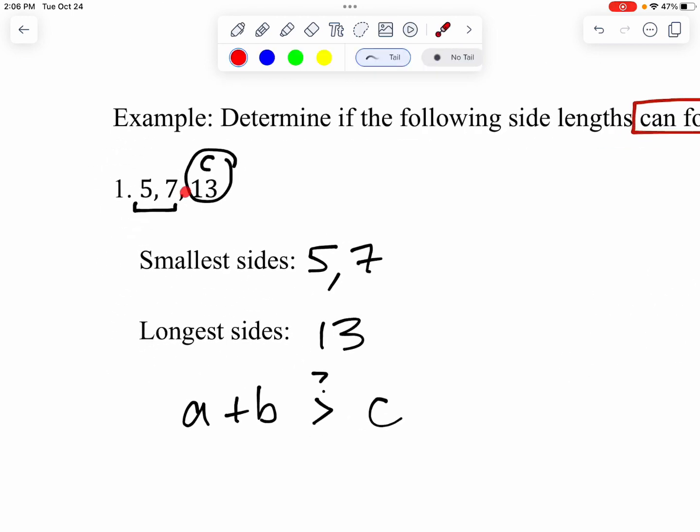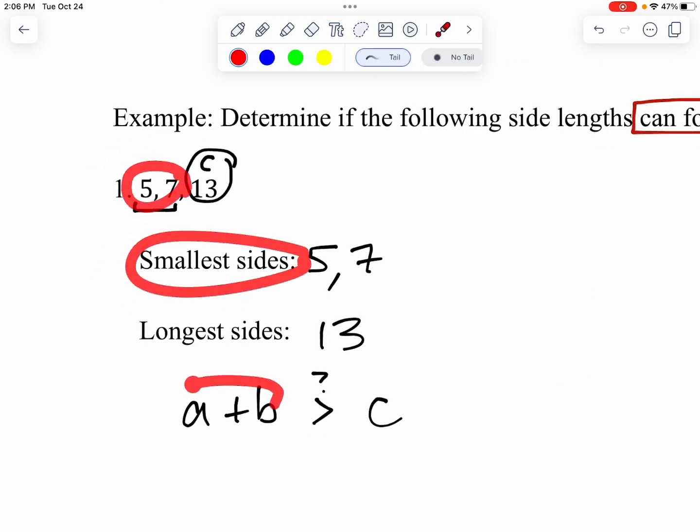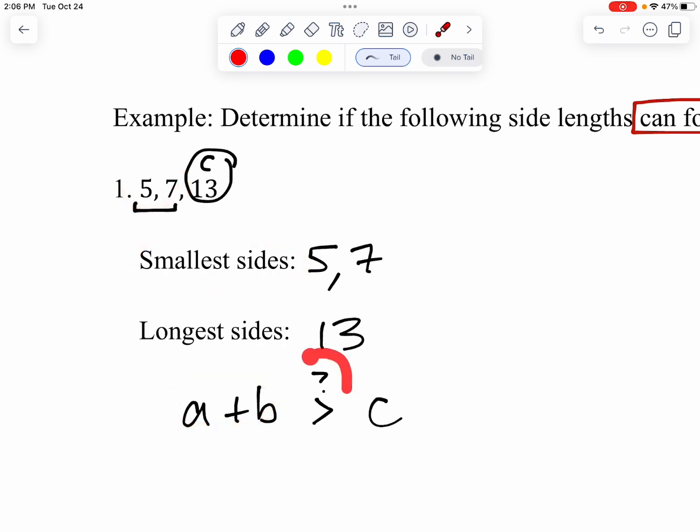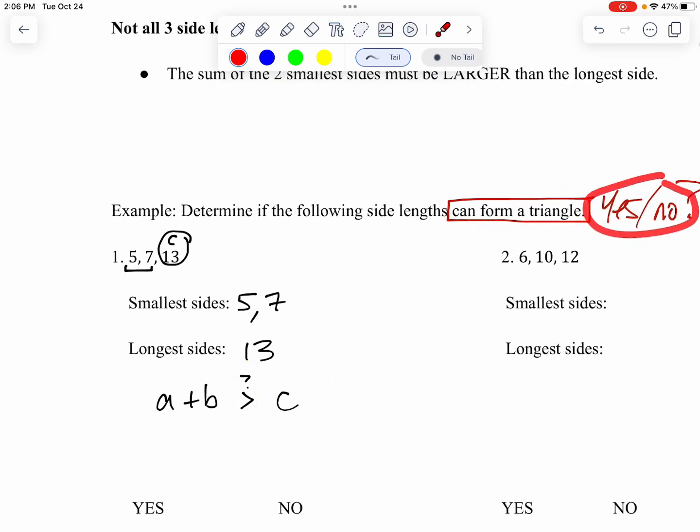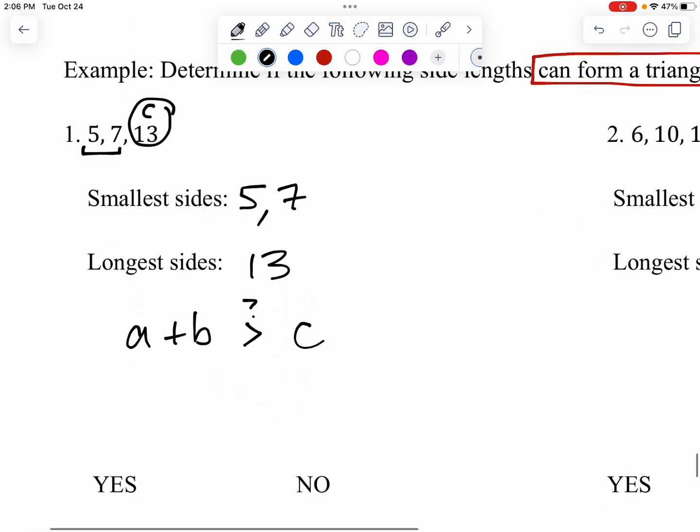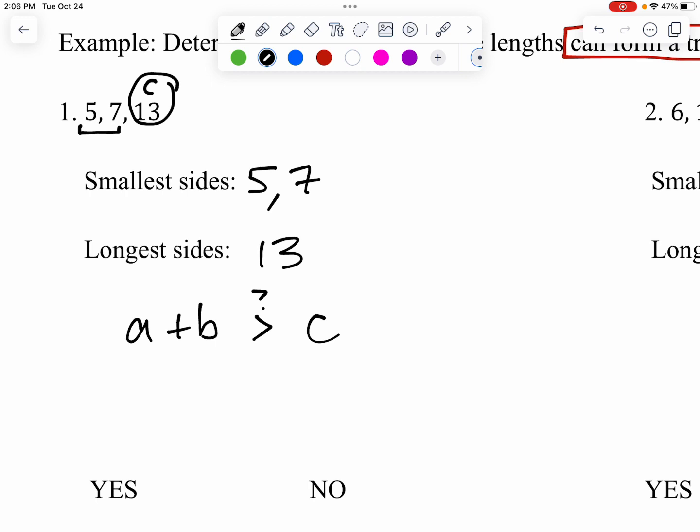I'm taking my A and my B, my two smaller sides. I'm adding them up, and I'm asking myself, is it greater than, with a question mark? I have to answer yes or no. The C, which is always the longest side. That's very similar from what we've talked about in the past. So A, I decided I'll make this A and this B. Yes, you can switch the A and the B. But okay, so A is 5 and B is 7. Is that greater than, with a question mark, C, which is 13?